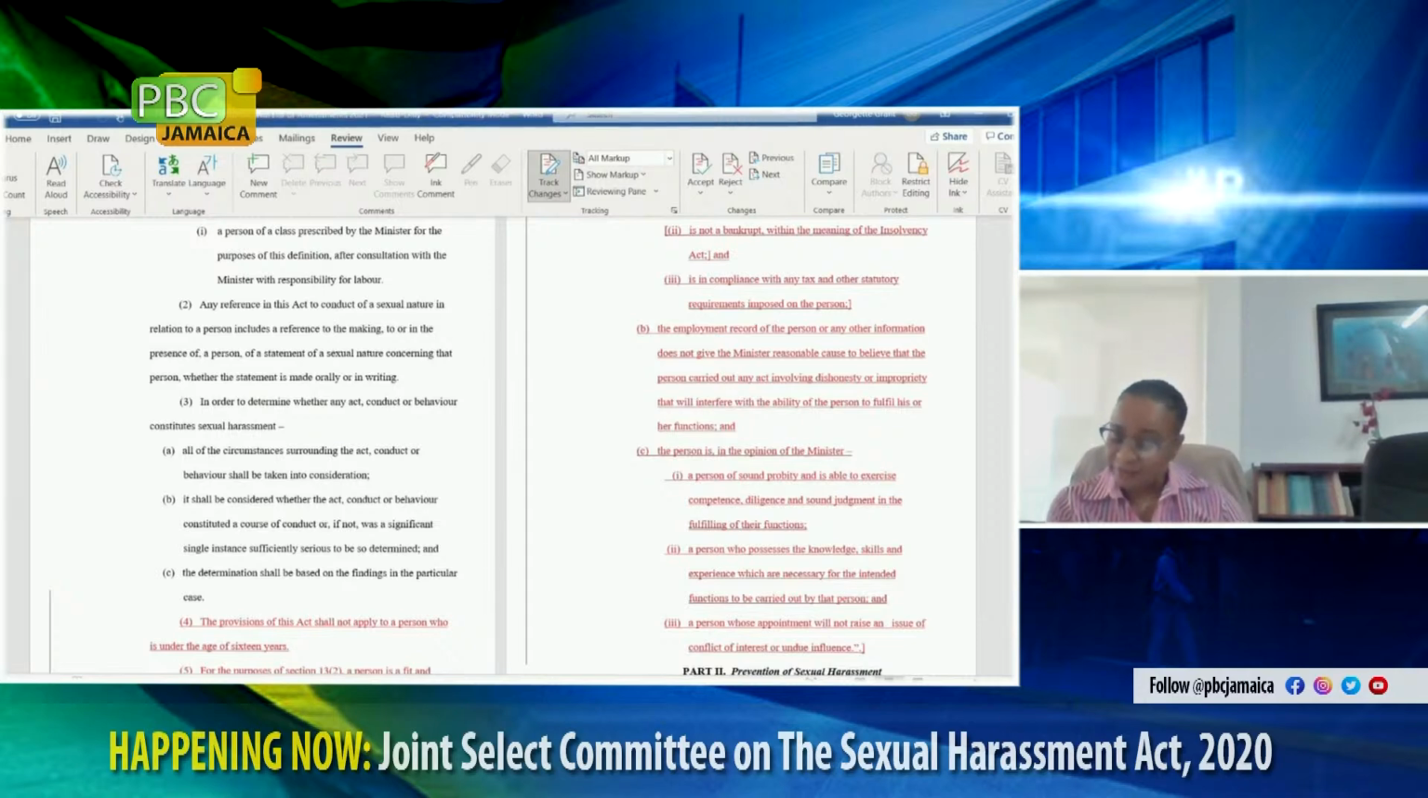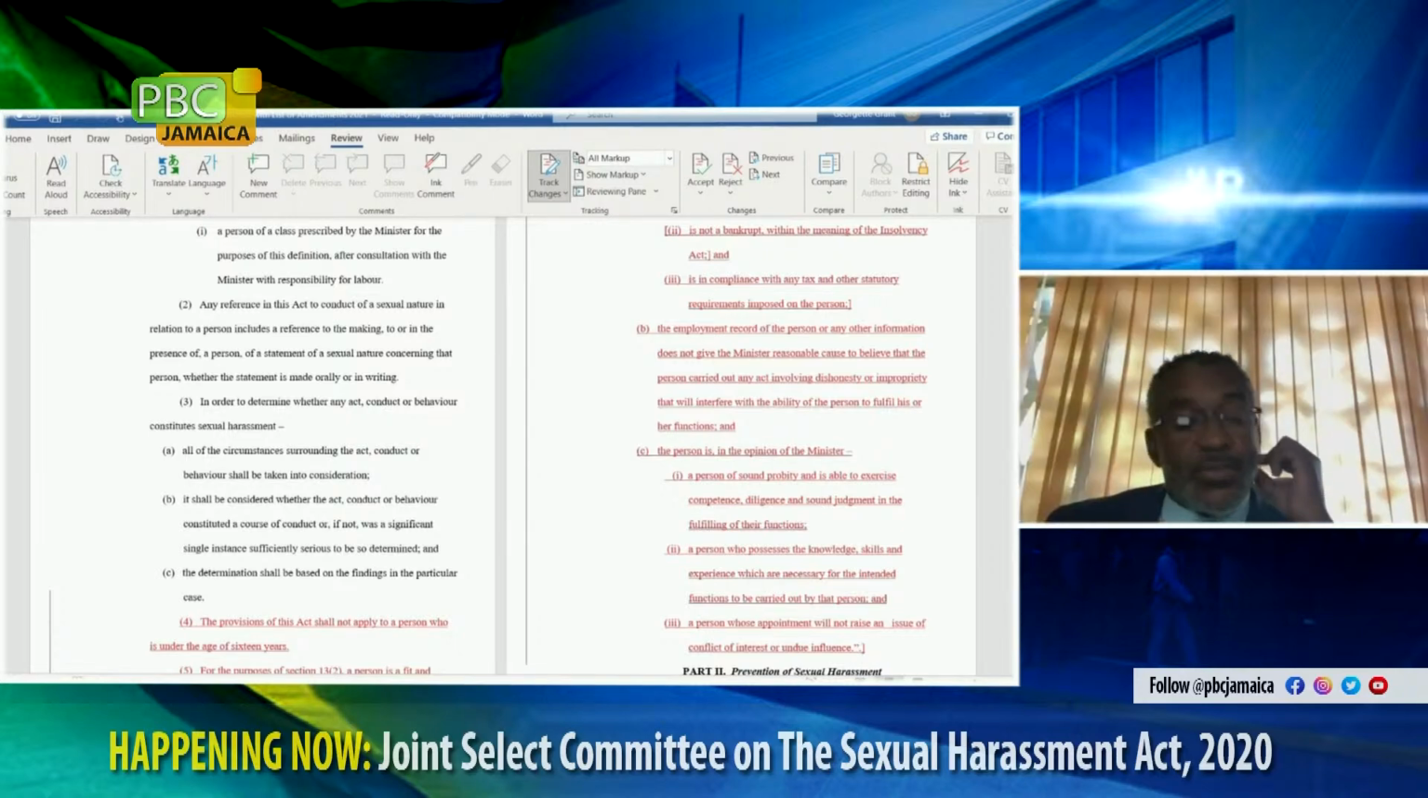B, the employment record of the person or any other information does not give the minister reasonable cause to believe that the person carried out any act involving dishonesty or impropriety that will interfere with the ability of the person to fulfill his or her functions. And C, the person is, in the opinion of the minister, a person of sound probity and is able to exercise competence, diligence, and sound judgment in the fulfilling of their functions, a person who possesses the knowledge, skills, and experience which are necessary for the intended functions to be carried out by that person. And 3, a person whose appointment will not raise an issue of conflict of interest or undue influence. So once the committee accepts that, we can remove the square brackets from that provision, Chair.